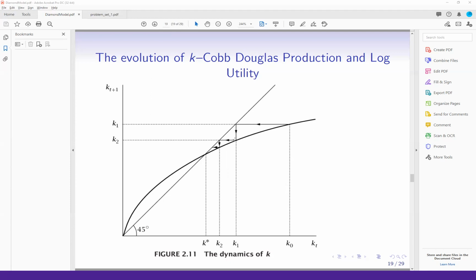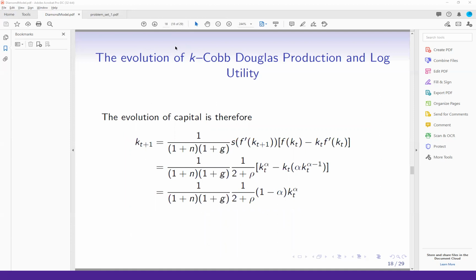So let's look at this expression. Here we have little k_{t+1}. It's a function of little k_t. This is some function, and actually, if you see, it's just little k_t to a power, and that power is less than one. So that's going to be some sort of concave function times a constant. Okay, so far so good.